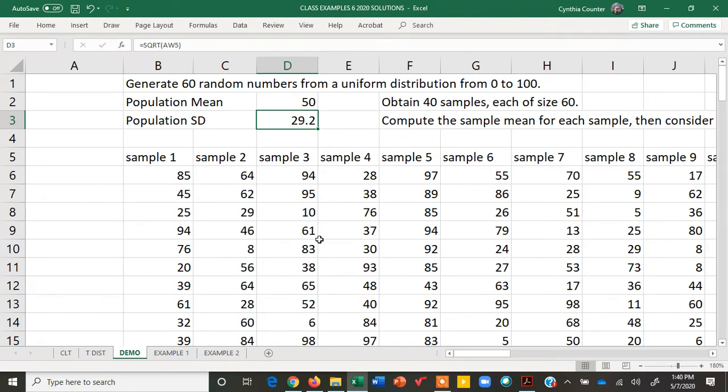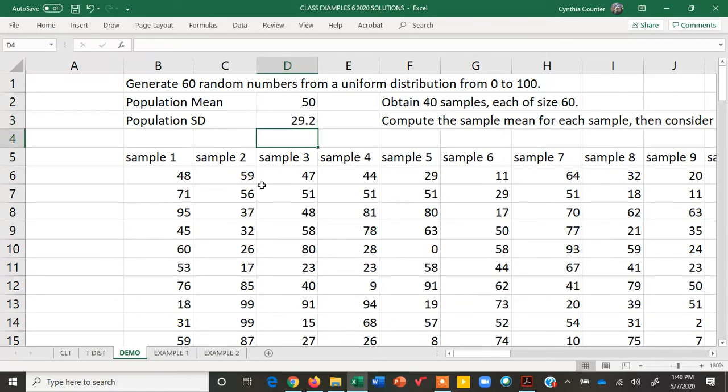I'm using Excel as a random number generator to compute random numbers, and you may have noticed just now when I hit enter, that all the values are changing because every time you change anything, it will generate new samples.